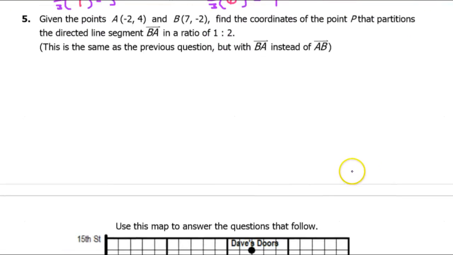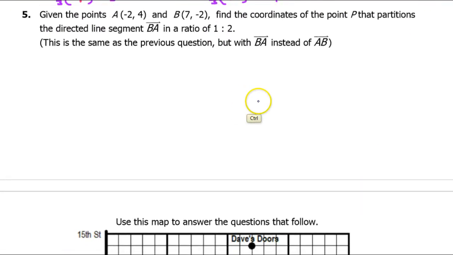Okay, let's take a look at number 5. All right, is this the same type of thing? Find the coordinates that partition the line segment BA in a ratio of 1 to 2. All right, so this is the same as the previous question, but it's BA instead of AB. Okay, so we'll just be very careful with it, but it's really going to be the same thing. Let's just do it quickly.